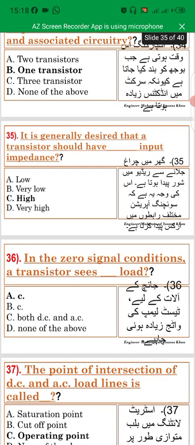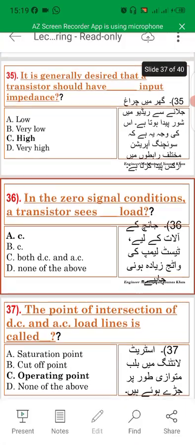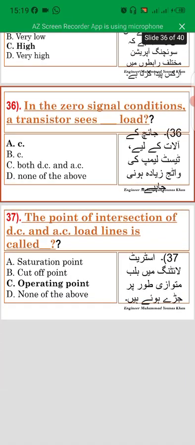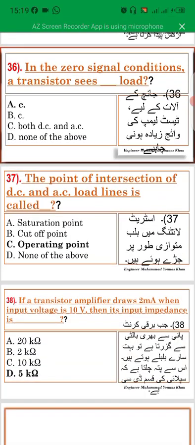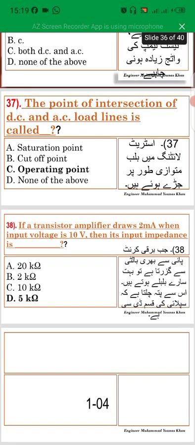It is generally desired that a transistor amplifier should have high input impedance. In the zero signal condition, a transistor sees the DC load. The point of intersection of DC and AC load lines is called the operating point. If a transistor amplifier draws 2 mA when the input voltage is 10 volt, then its input impedance is 5 kΩ.